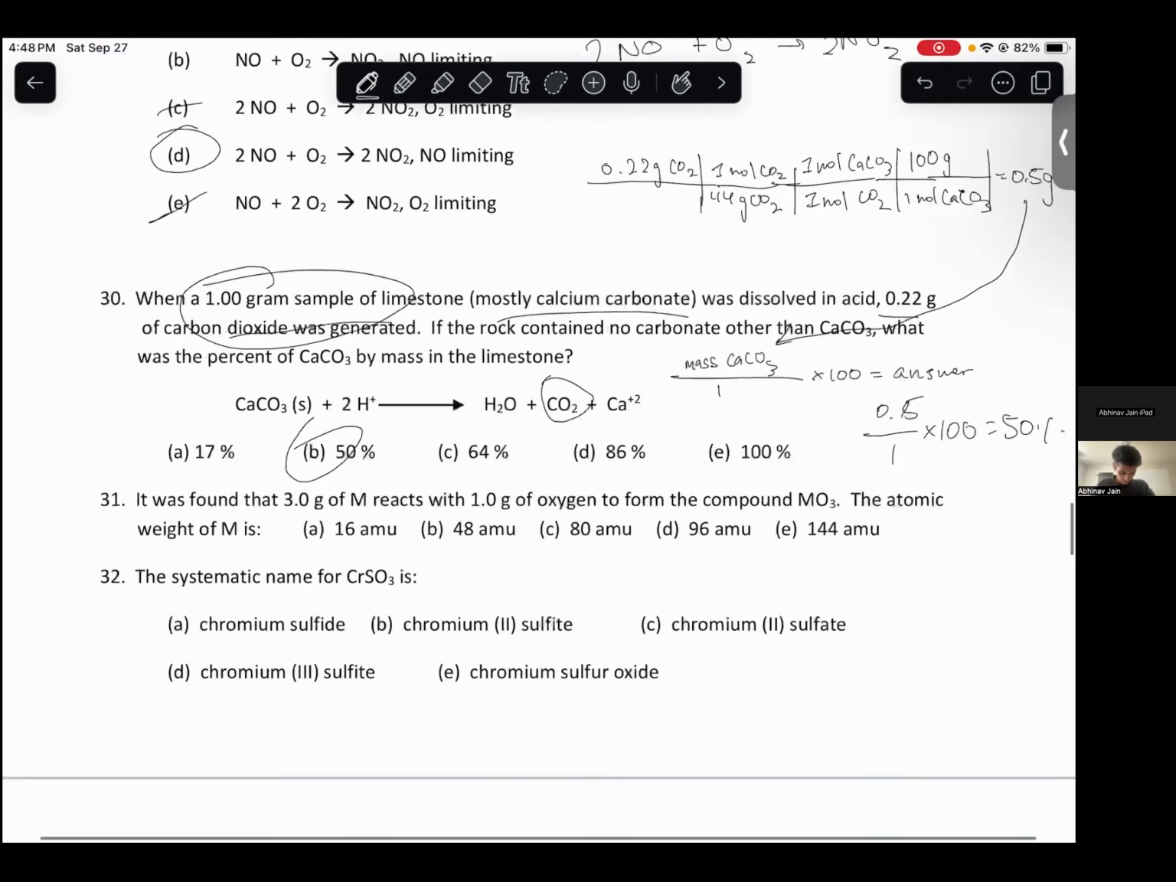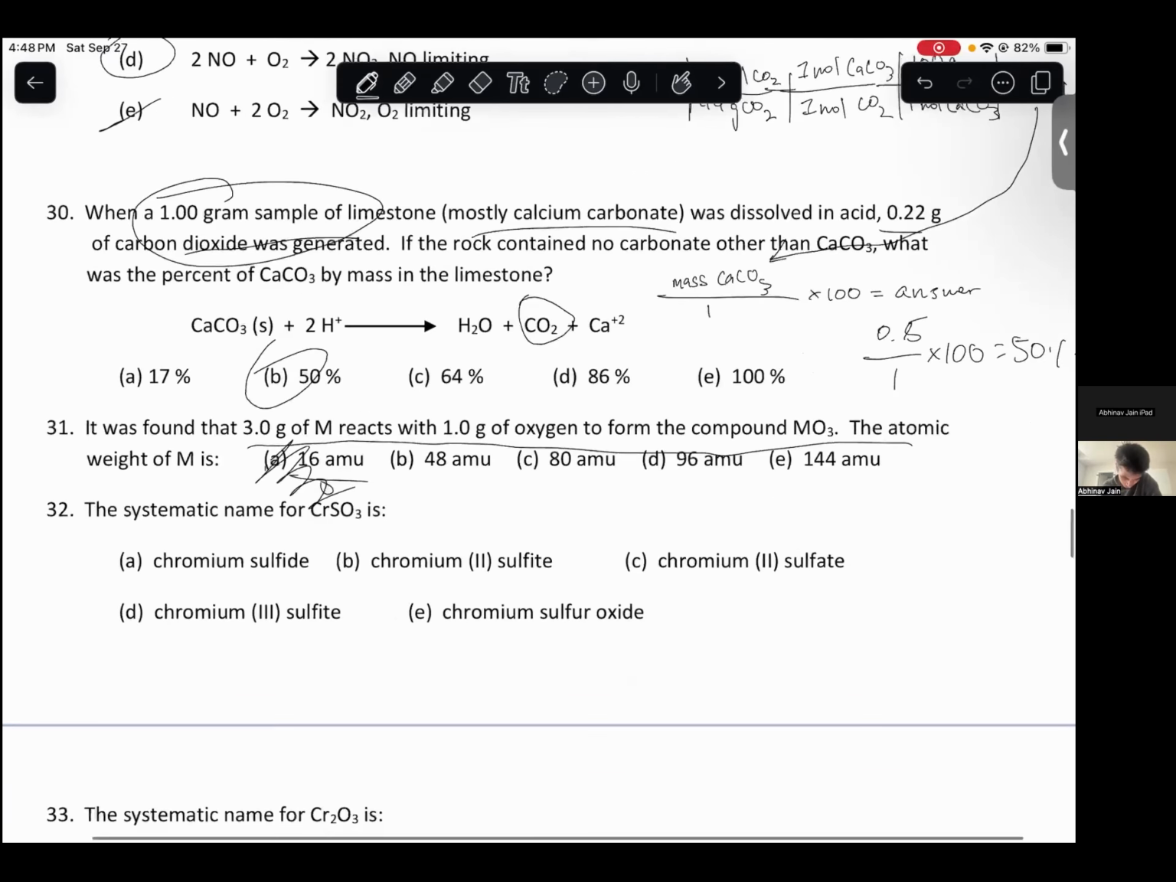Next up, 31. It's found that 3 grams of M reacts with 1 gram of oxygen to form the compound MO3. The atomic weight of M is what? So solve this problem. Let's eliminate some answer choices at first. Obviously, answer choice A, 16 AMU, that's the molar mass of oxygen. O, then O3 isn't really going to make any sense. So I think we can eliminate A.